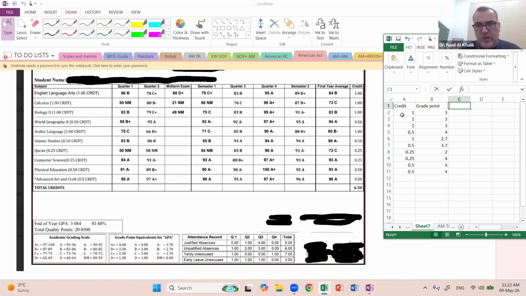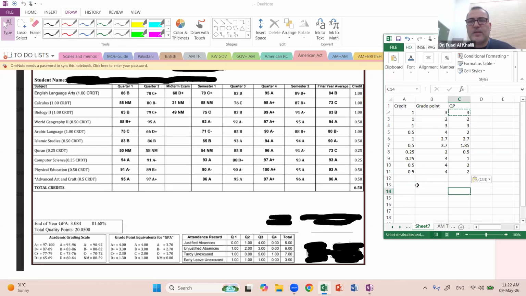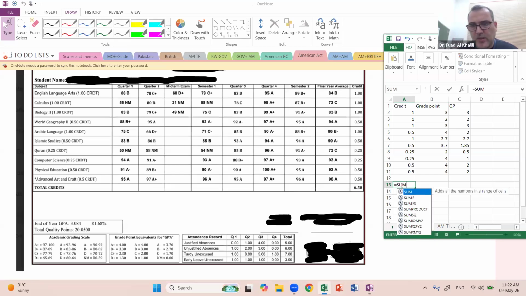Then we have the QP, quality point, which equals this column multiplied by this column. So I will copy it; it has to do the same thing for every subject. Paste. Okay, it calculated the quality point for every subject. Now, what is my total credit? I think it's written on the report card, but it's good to check in case there is a mistake. 6.5 on the report card, calculation 6.5.